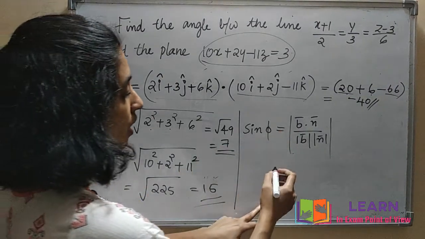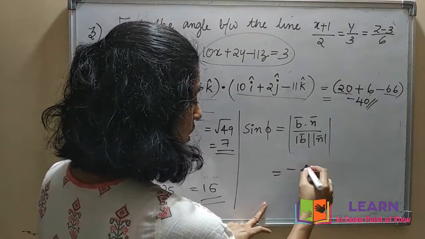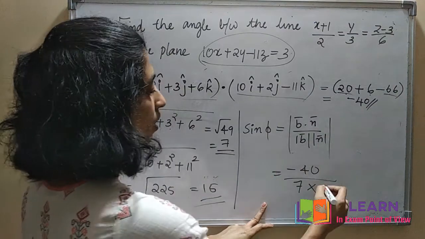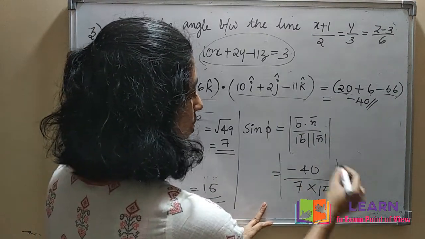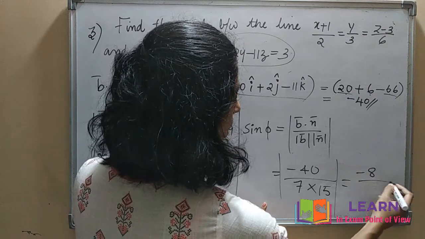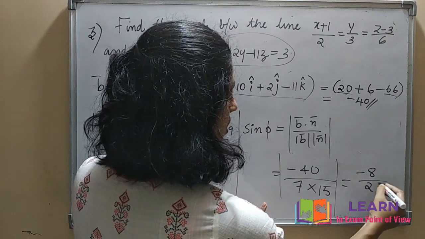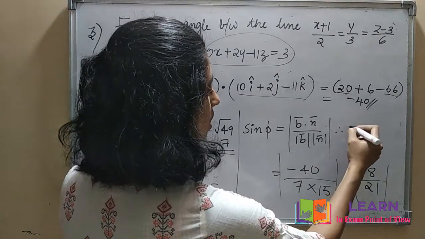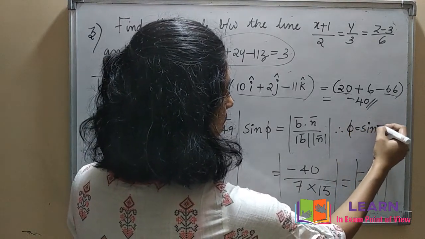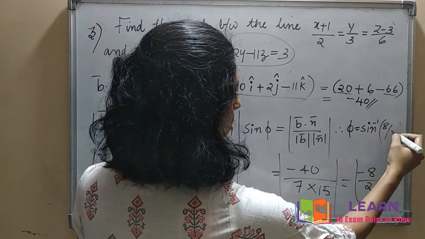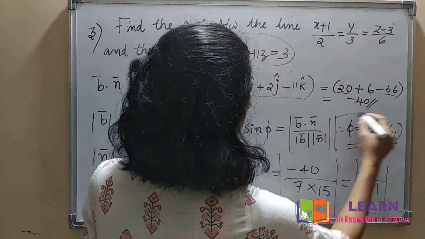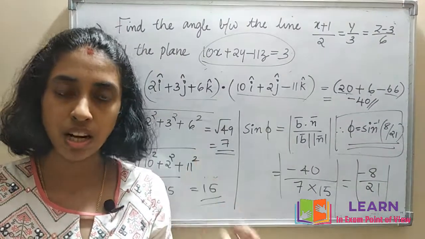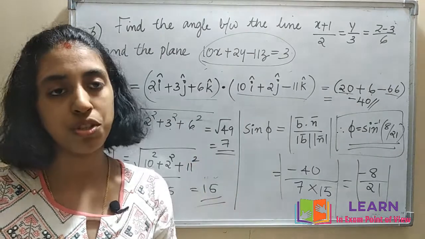Just substitute the values here: minus 40 is b dot n, by mod b is 7 into 15, whole modulus. So on simplifying you will get minus 8 by 21. Okay, so last you have to take the modulus. So the final answer will be phi equal to, that is the angle will be sine inverse 8 by 21. So this is the angle between the line and the plane. Simple, just study the formula, then substitute.